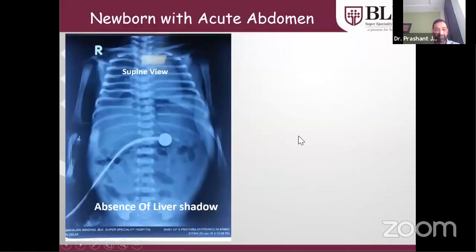antenatal perforation. Now, this newborn presented with an acute abdomen, a sick newborn baby, and when the supine X-ray was done, it looked abnormal, not a very uniform gas pattern. A very important point is that the liver shadow was missing. Normally the liver shadow should look like the shadow of the heart, but it can't be clearly seen. Also, even the stomach shadow was absent.